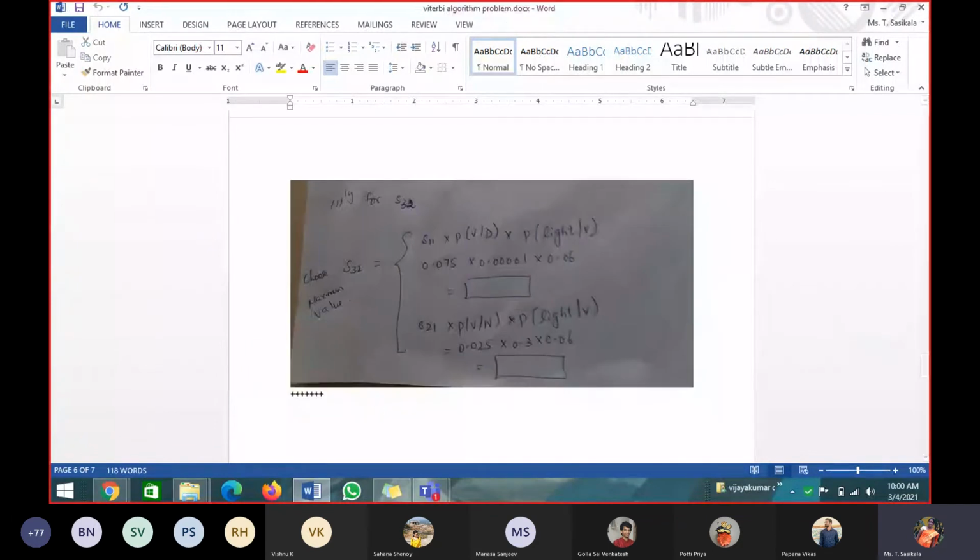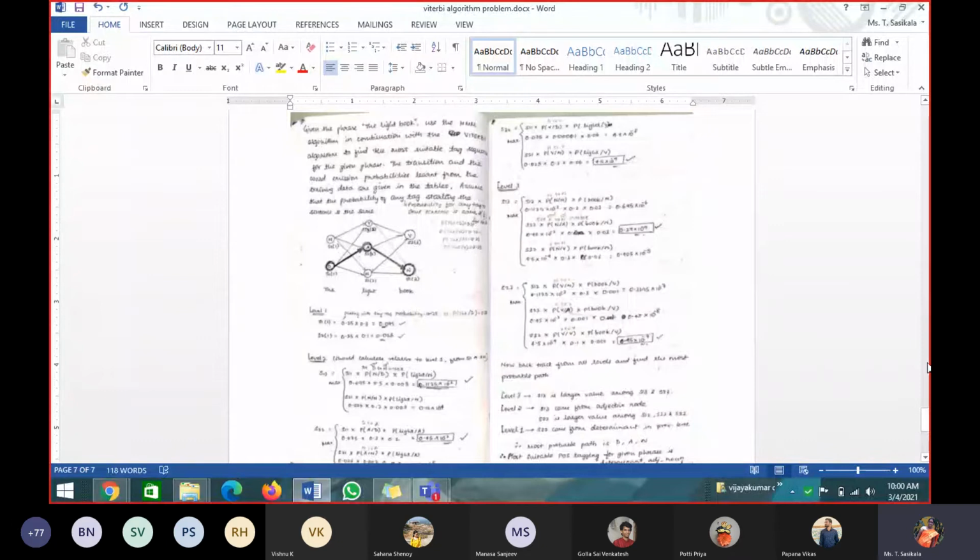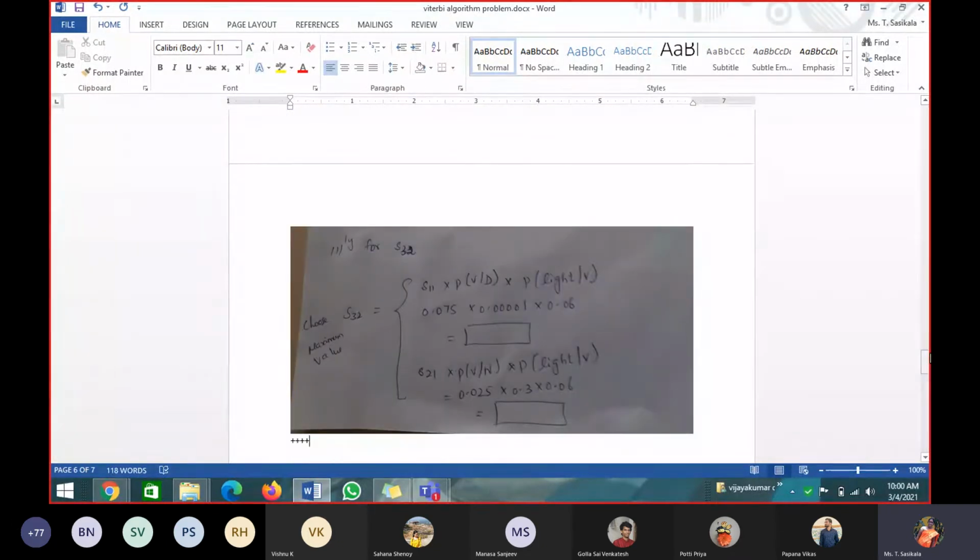So for S32, can you tell me what the combinations are? Can anyone explain? S32, what are the two combinations? One combination comes from S11, the other combination comes from S21. Can anyone elaborate the combination of S11? S11 into... Sahana, can you tell me? S11 into probability of verb given determinant and probability of light given verb. Okay. So those values you are multiplying.